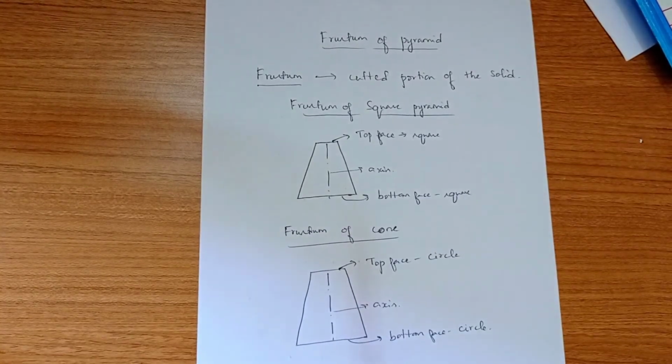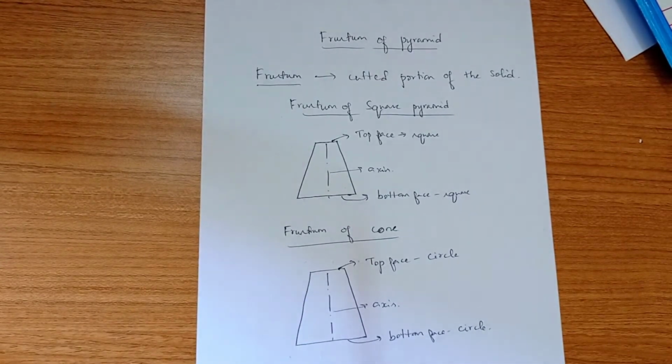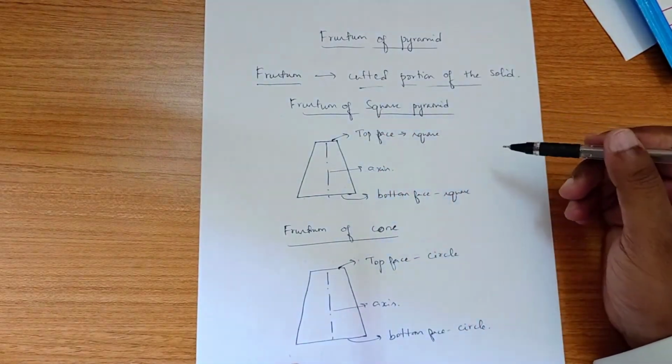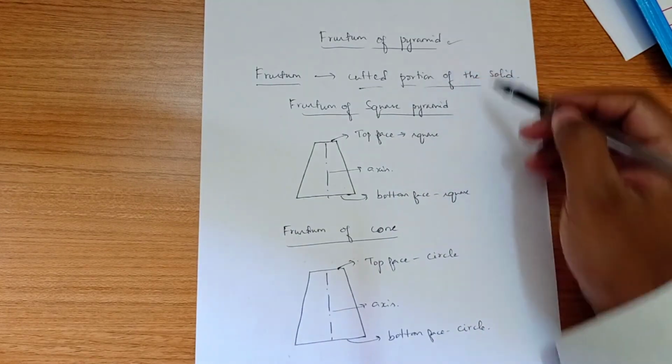So herein we will be encountering frustum in isometric projection. Frustum is nothing but a cut portion of the solid. Okay, a cut portion of the solid. So we encounter two types of frustum here: frustum of pyramid and frustum of cone.